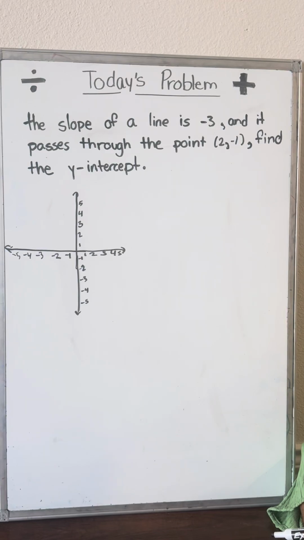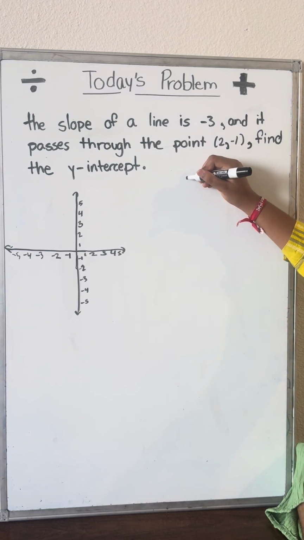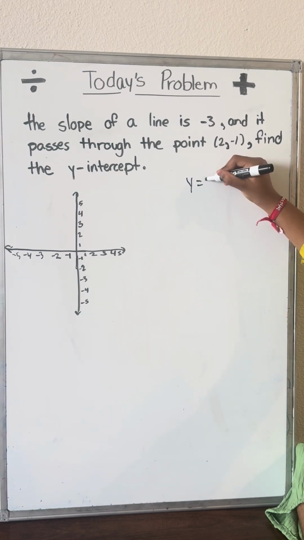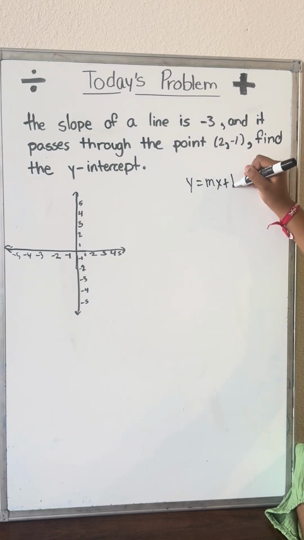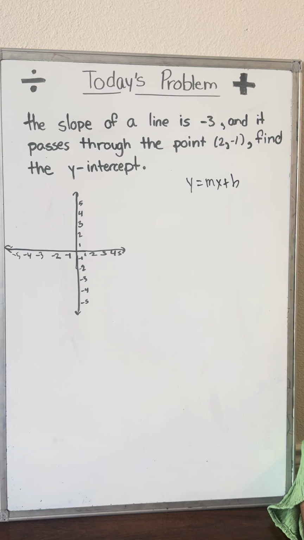Today's problem is: the slope of a line is -3 and it passes through the point (2, -1). Find the y-intercept. Basically, what we have to do is build an equation according to this formula, y = mx + b. Let me just break this formula down for you.